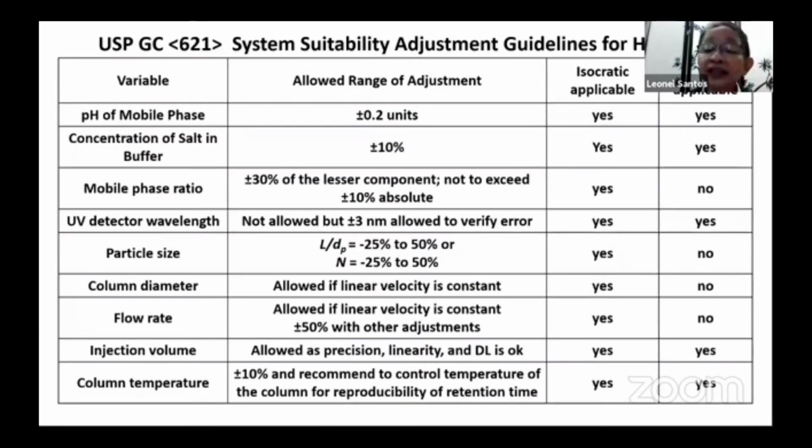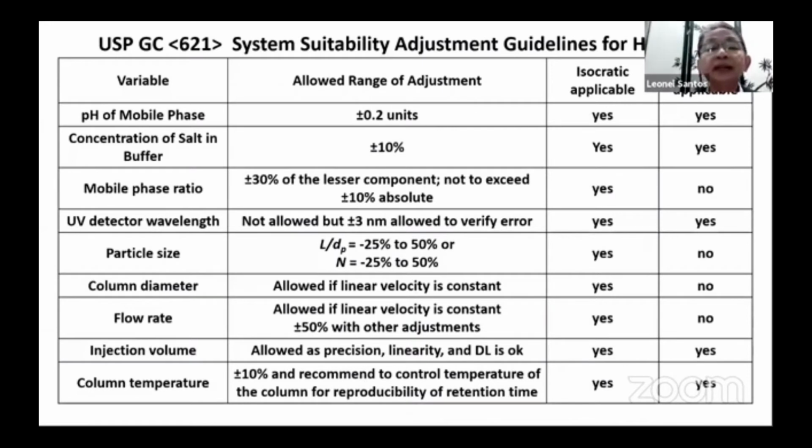Now, this slide is a summary of what is called the System Suitability Adjustment Guidelines for HPLC. The first column lists all the variables in HPLC. The second column shows the allowable range of adjustments. If you are using a USP monograph, you can apply these allowable adjustments, and the nice thing about it is you do not have to do any validation. You can apply them, and if it works, then you're fine.